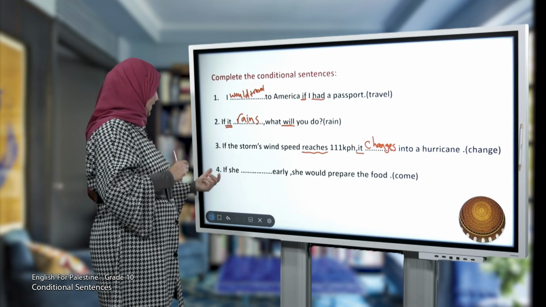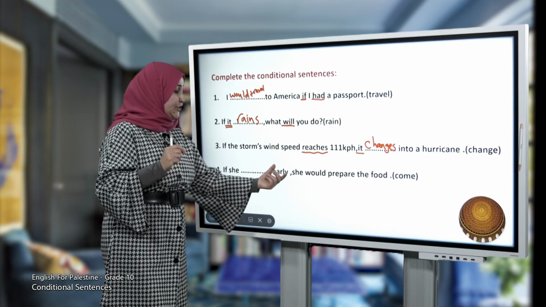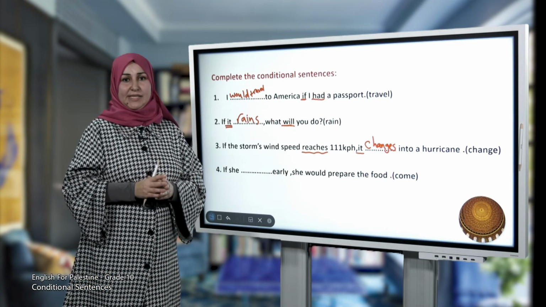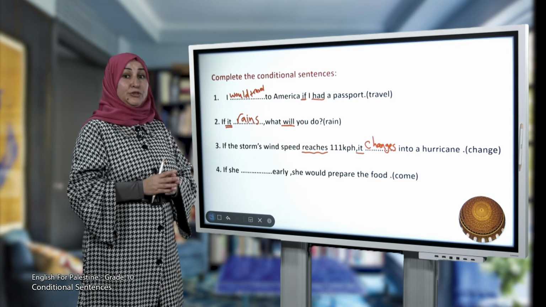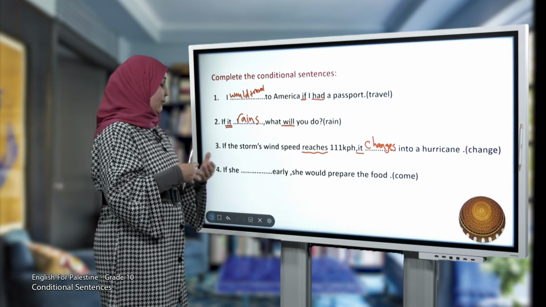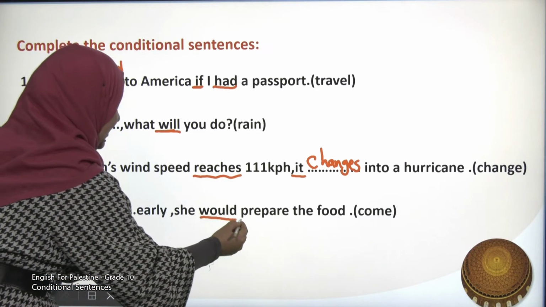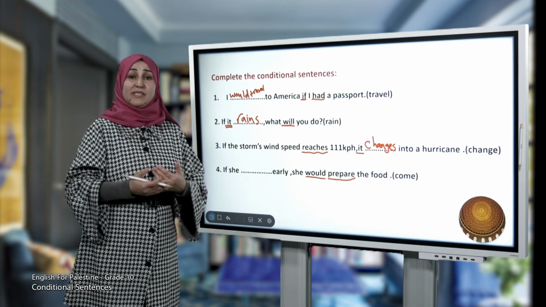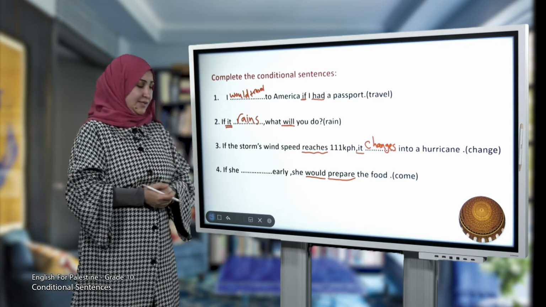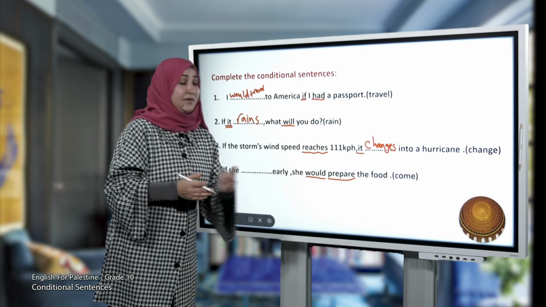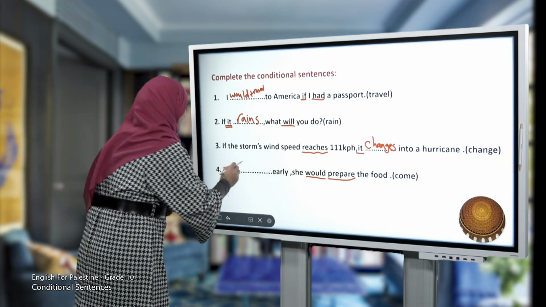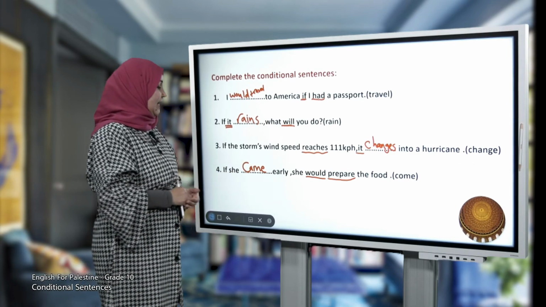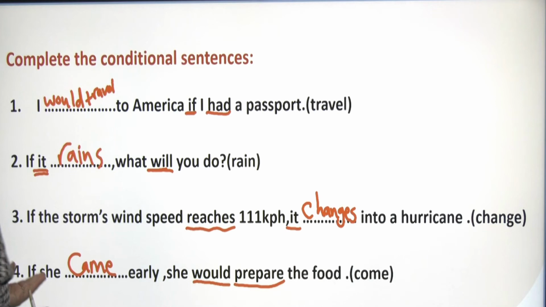Example number 4. If she come early, she would prepare the food. Which type is this sentence? It's type 2. How do you know? Because we have would plus verb infinitive. So the verb in the first clause must be simple past. So the simple past of come is came. If she came early, she would prepare the food.